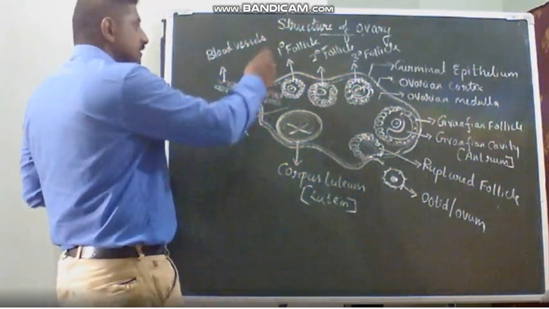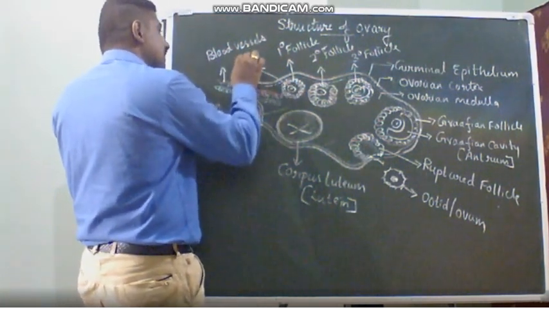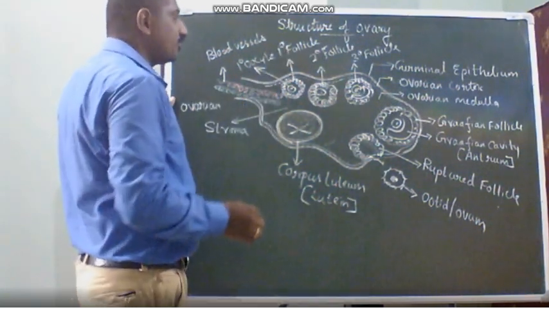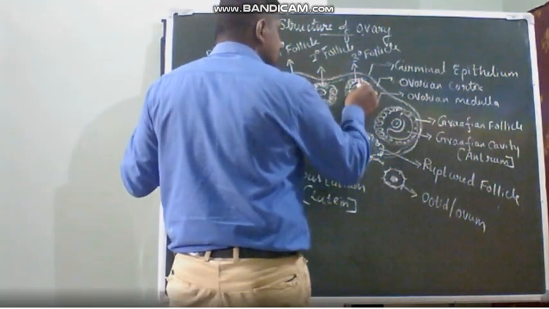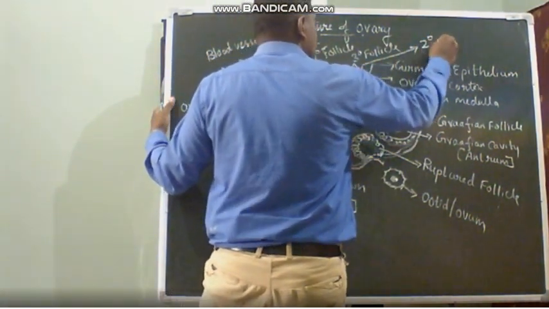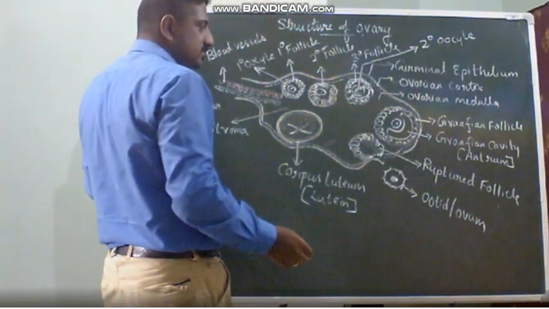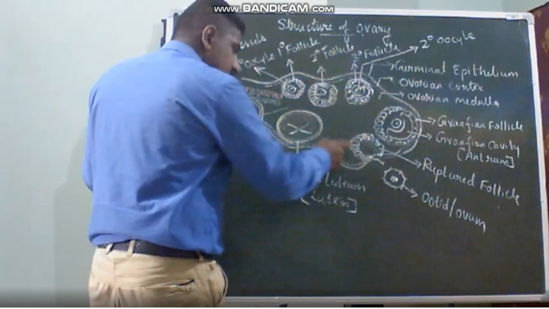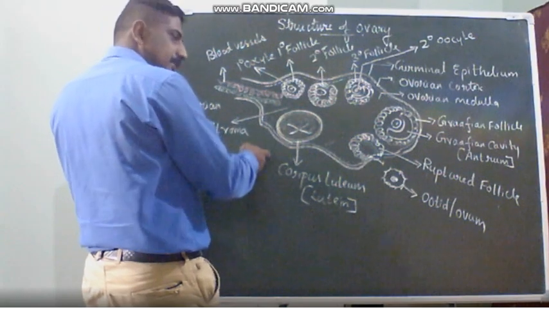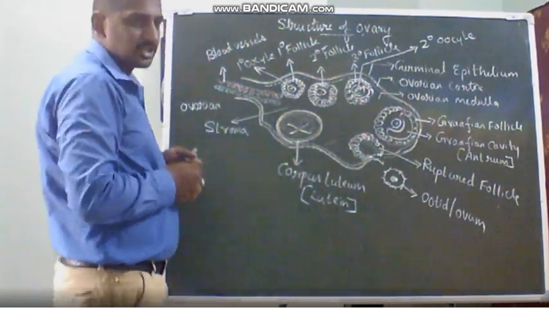The first one, the primary follicle, is enclosing a type of cell. This is called primary oocyte. Similarly, the secondary follicle encloses the primary oocyte. The tertiary follicle encloses something called the secondary oocyte. The Graafian follicle encloses the ootid or the ovum, which is released by a process called ovulation. Then we get the corpus luteum, which is yellowish in color.